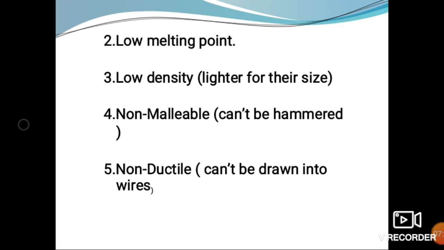For number 4, non-malleable. They cannot be hammered. They cannot be made into thin sheets. That is called non-malleable. It is also the opposite of metals. Number 5, non-ductile. That means they cannot be drawn into thin wire. It is also opposite to metals. They are non-ductile, which means they cannot be drawn into wire.